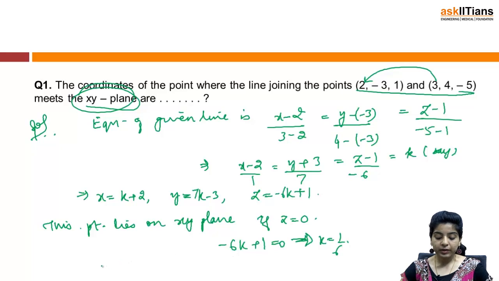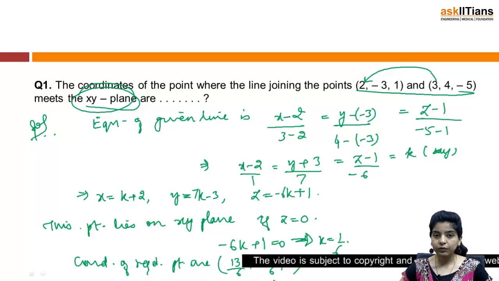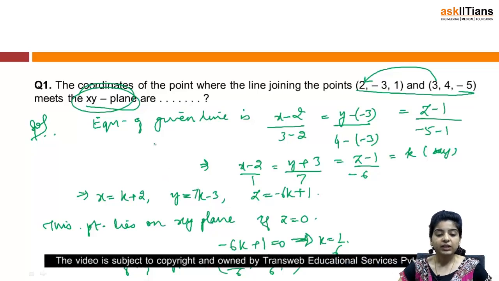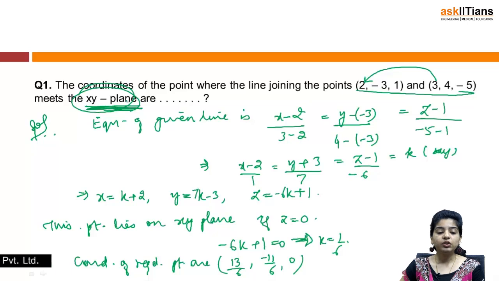Now if k is 1 by 6, the coordinates of the required point are, just put k equal to 1 by 6 in this, and my x becomes 1 by 6 plus 2, that becomes (1 plus 12) by 6, that is 13 by 6, then I have minus 11 by 6 and z becomes obviously 0, since it is in the xy plane. So the question was quite simple. We have just found the equation of the given line, and then utilized that it meets the xy plane, so the z coordinate should be 0.